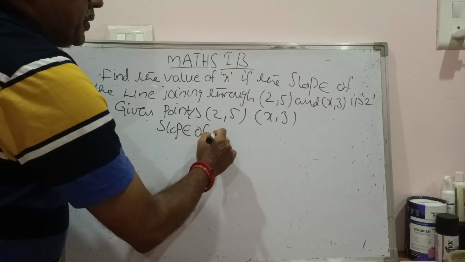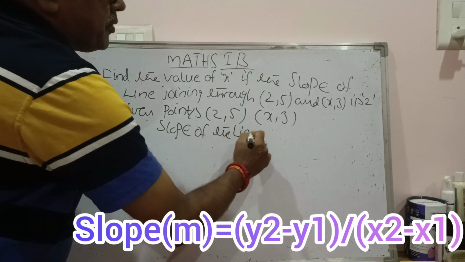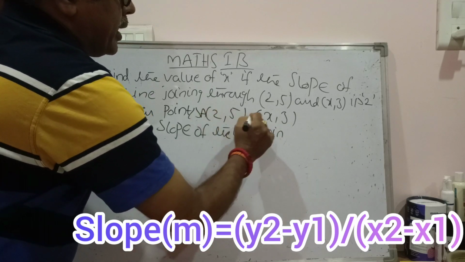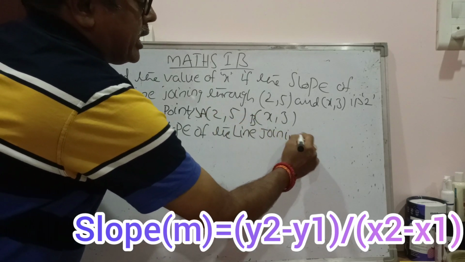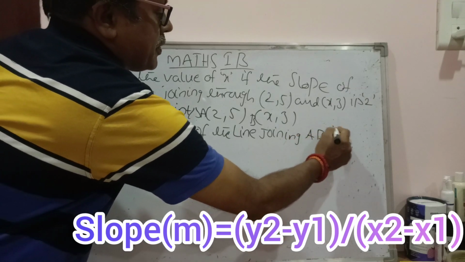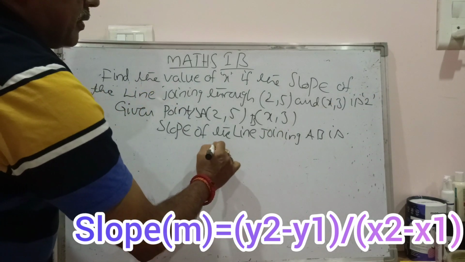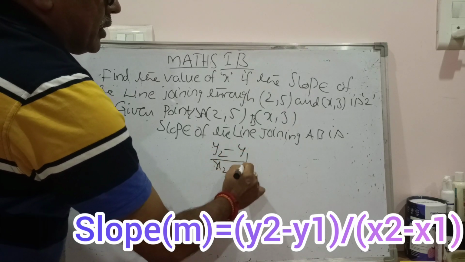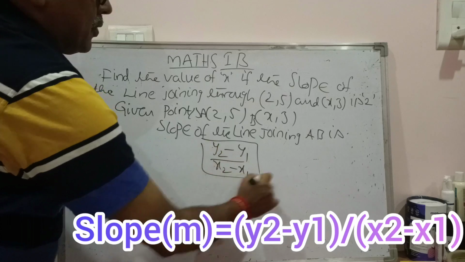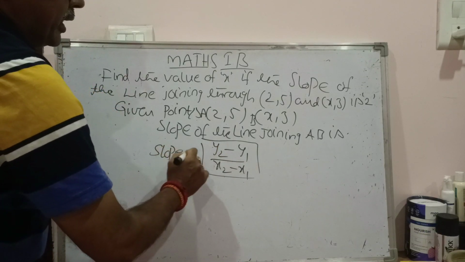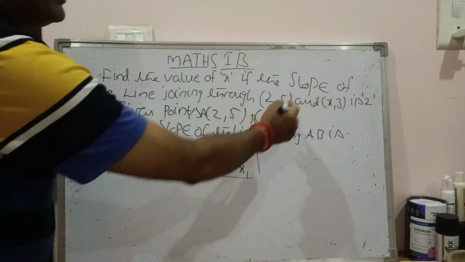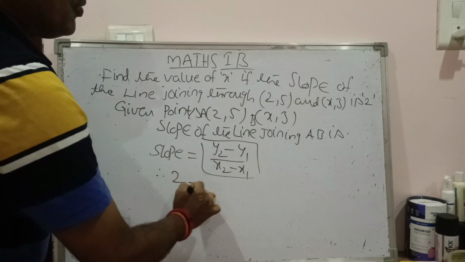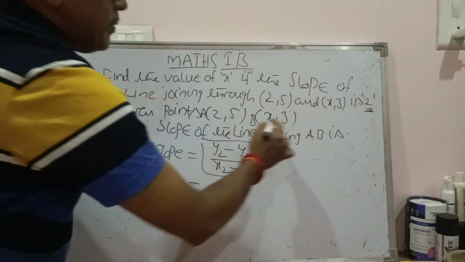Slope of the line joining, let them be A and B, is given by (y2 minus y1) by (x2 minus x1). This is the formula for the slope of the line joining these 2 points. Here, according to this problem, the slope of the line joining these 2 points is given to be 2.